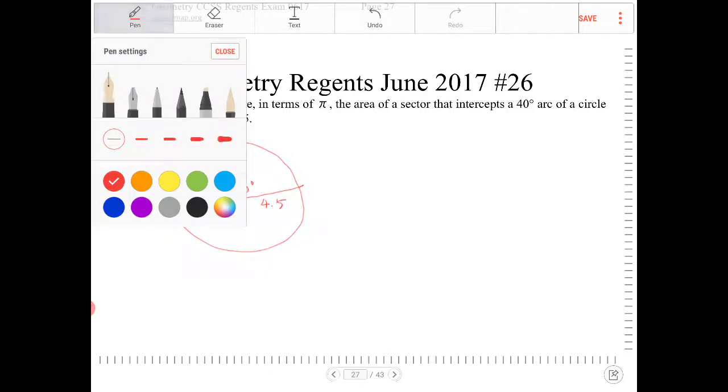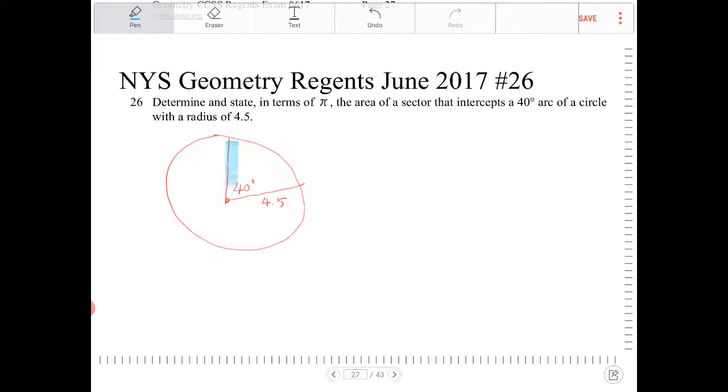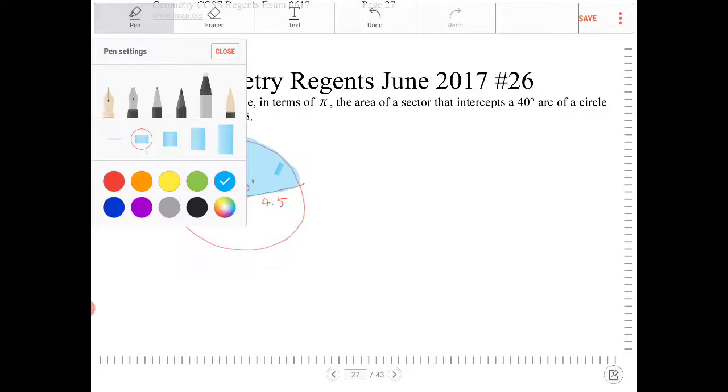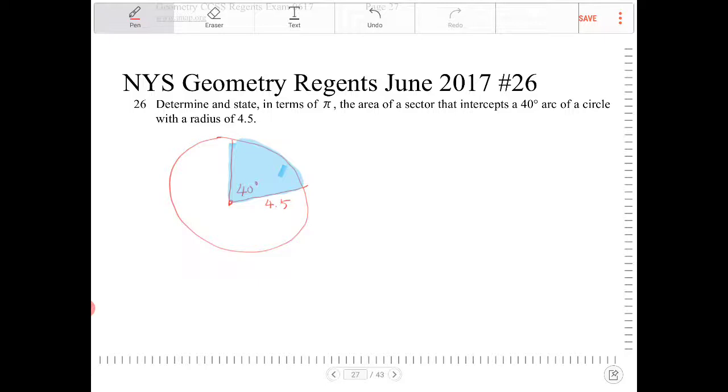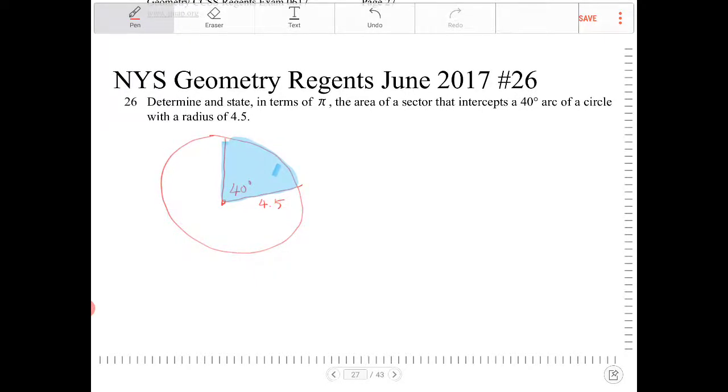And what exactly is this area of a sector? Well, that's just the area of the pie slice that we formed here. So very easily, we can certainly solve this intuitively. That 40 degrees is going to be 40 of 360. That's the proportion of the entire circle. We multiply that with the area of the circle, and that's pi times 4.5 squared.